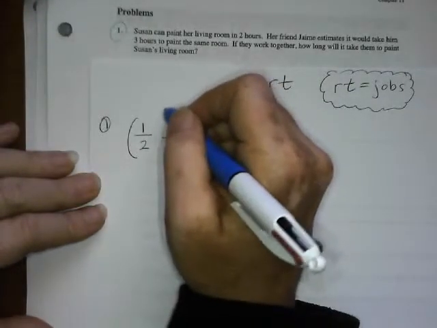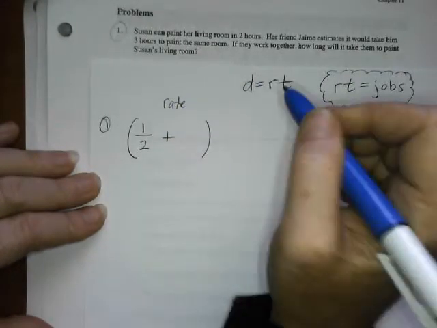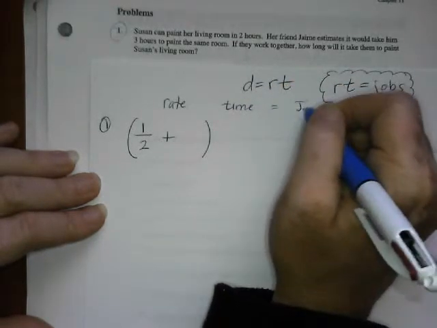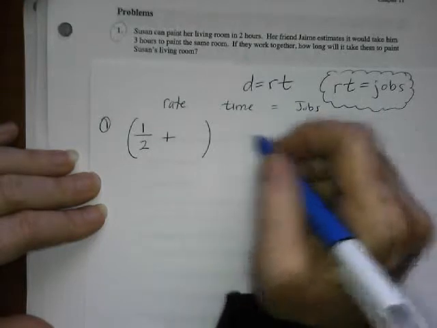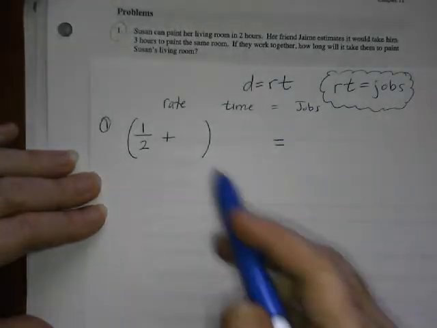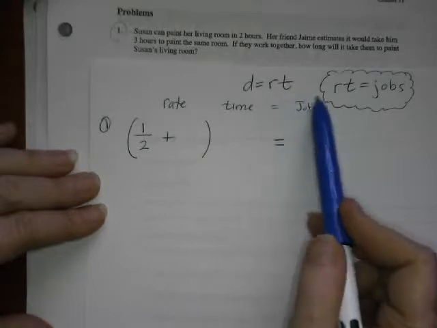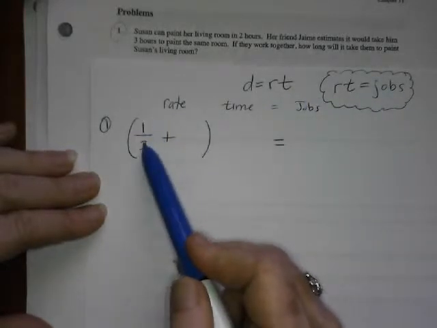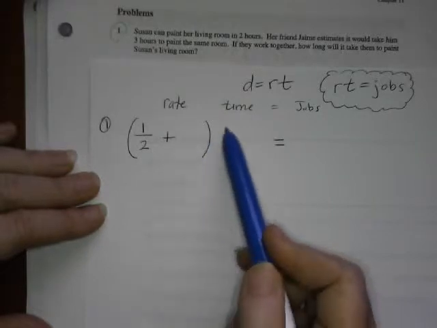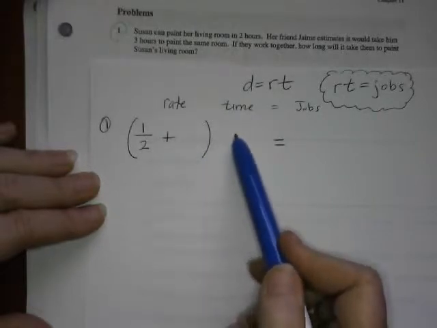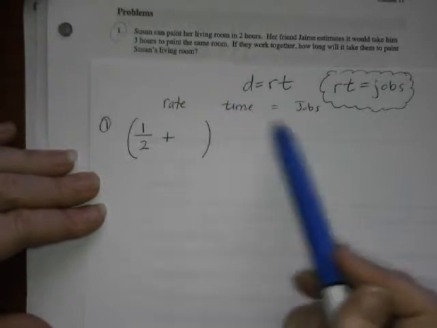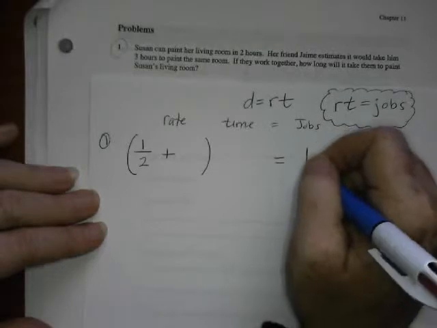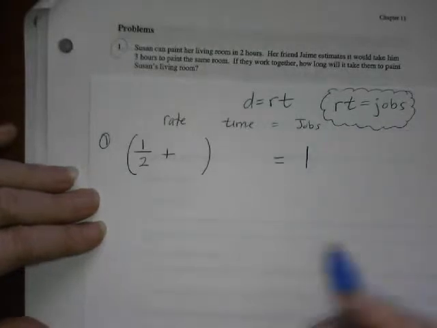So up here I'm thinking rate times time equals jobs. Okay? I'm kind of filling in rate times time equals jobs. So her rate plus her friend's rate times however long they work together is going to equal how many jobs. In this case, they're only doing 1 job. All they're trying to do is paint the 1 living room. There's just 1 living room to paint.